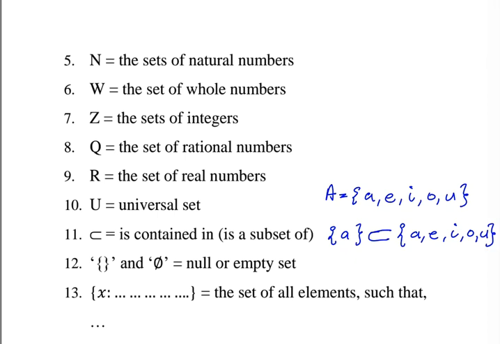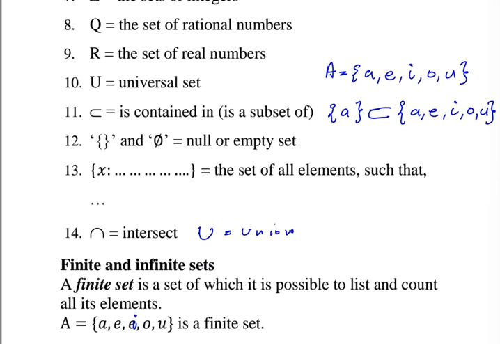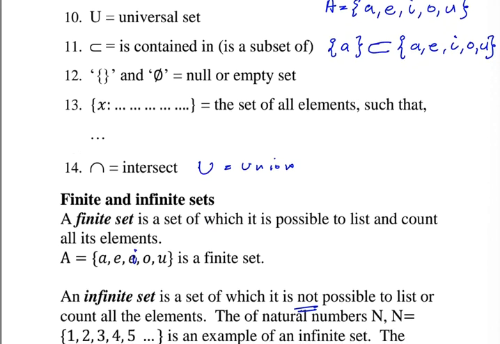12, the empty curly brackets, and that circle or zero with a stroke across it, is a symbol for the null set. And at 13, the curly brackets, x followed by a colon, reads the set of all elements such that.